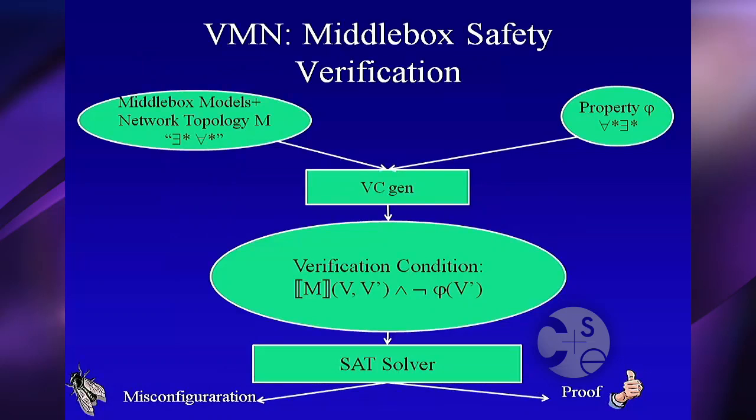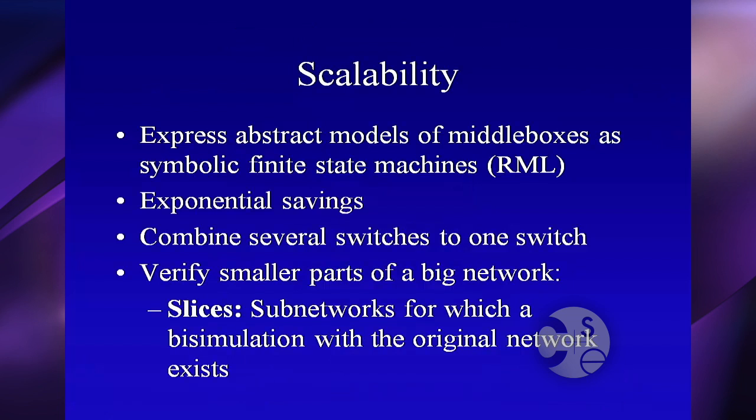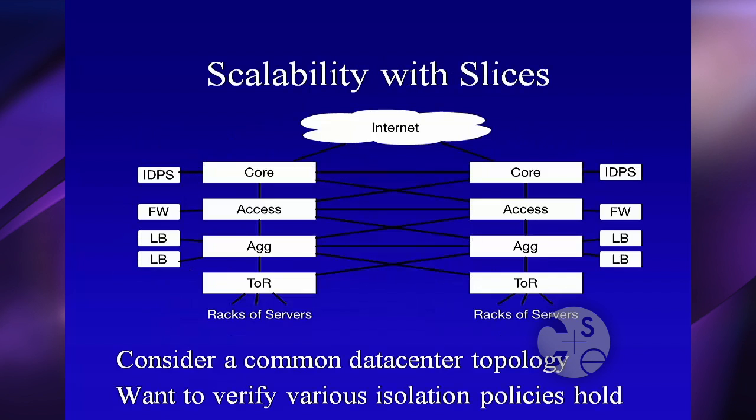So how do we handle this expensiveness? We use the same trick that I showed you before. We use this logic, and we feed it to Z3. And this doesn't scale well, but still, we have to find some way to scale it. So what we do, we have some slicing. We have some way to combine several switches into the same switch. And so let me close with a simple example.